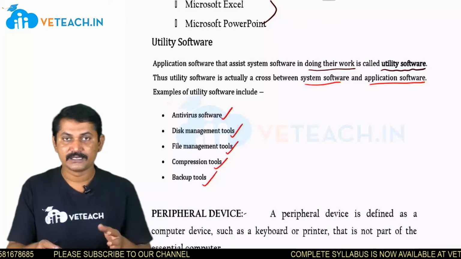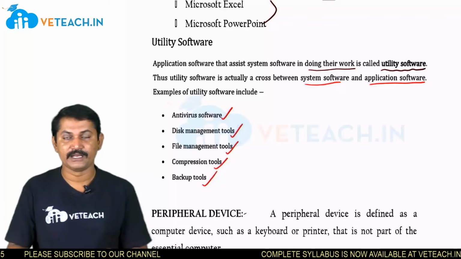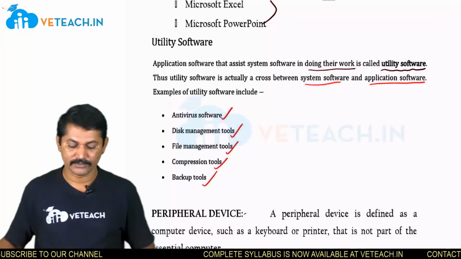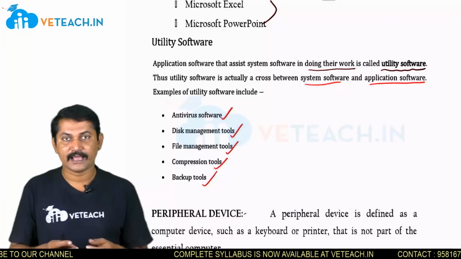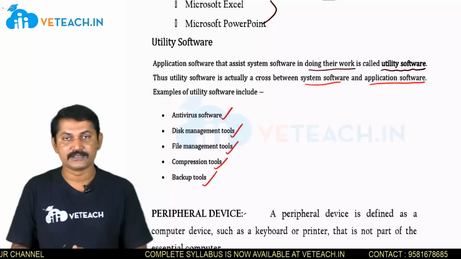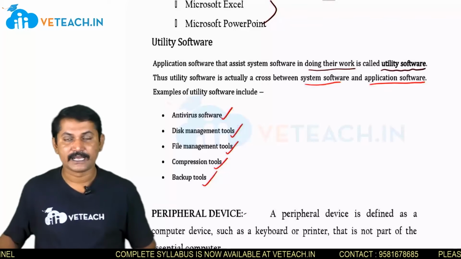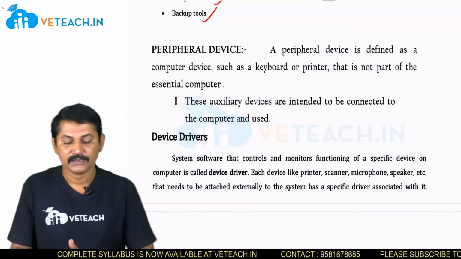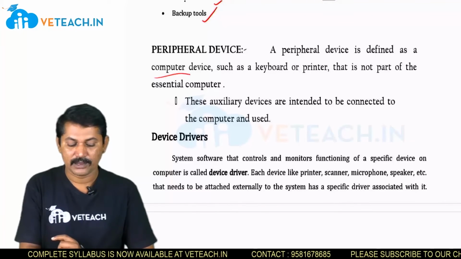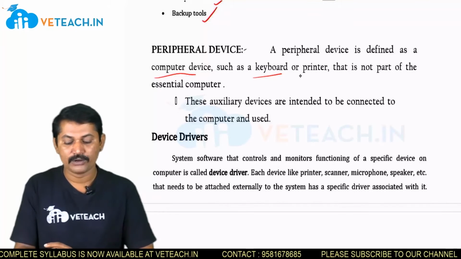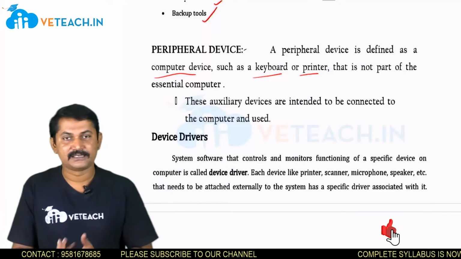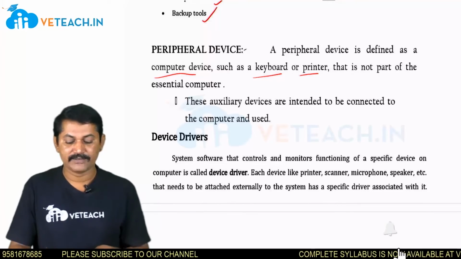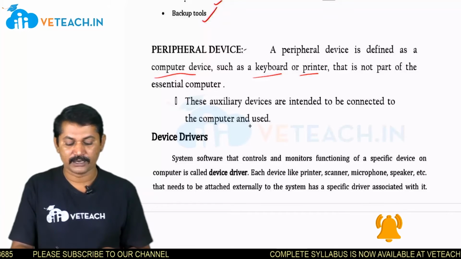So, my dear students, these are the softwares that are available in the computer system. They are application software, system software and utility software, where utility software acts as an intermediary between the application software and system software. Next, we are going to study the peripherals. The peripheral devices are defined as computer devices such as keyboard and printer, the parts that are connected to the computer, and the auxiliary devices intended to be connected to the computer and used.